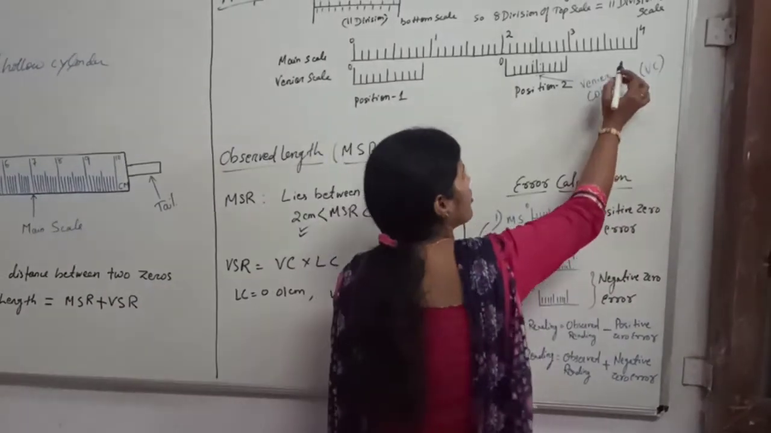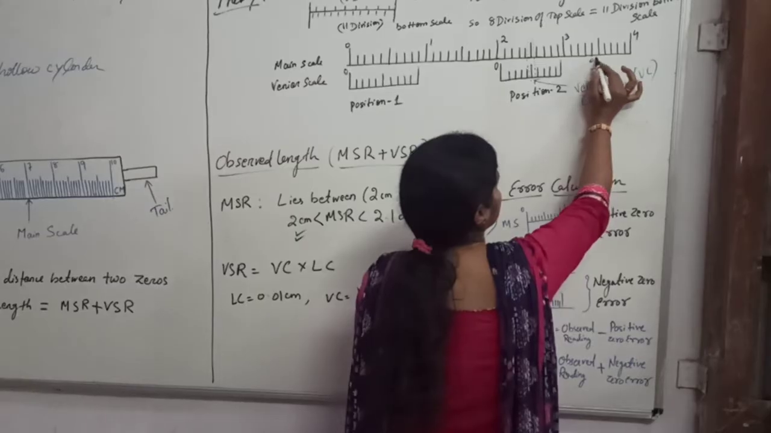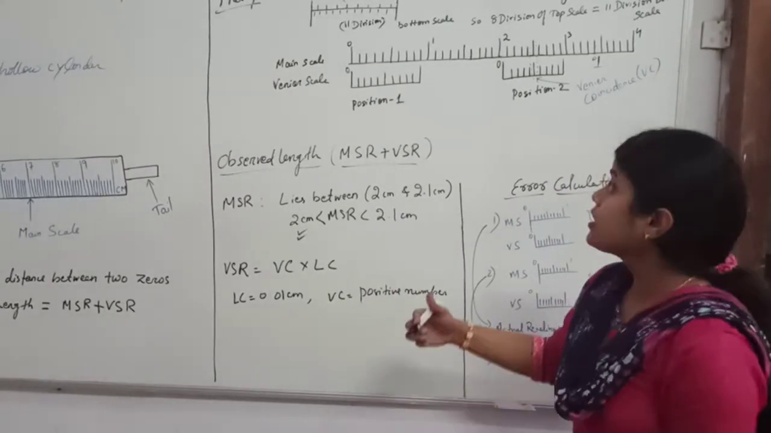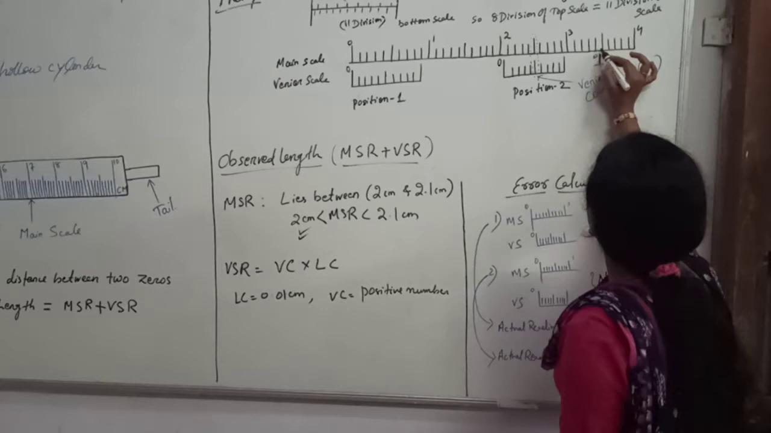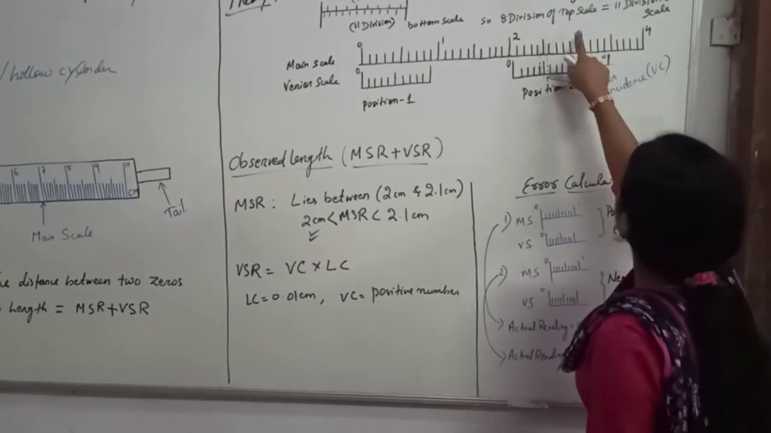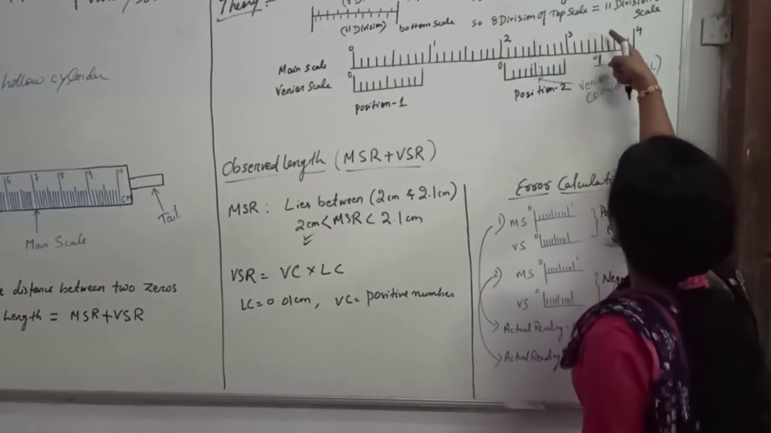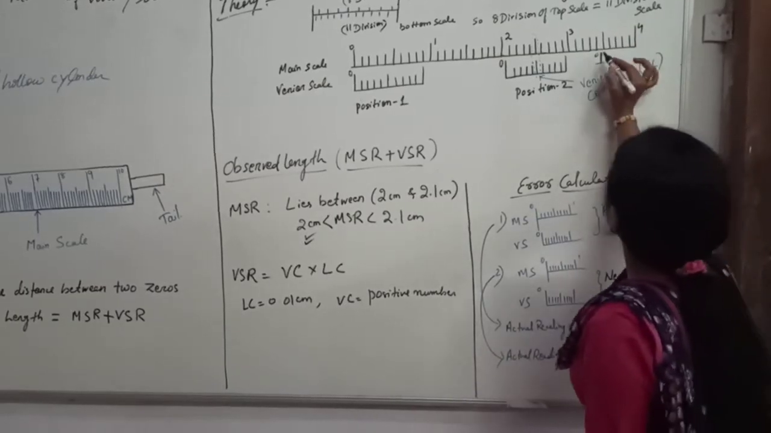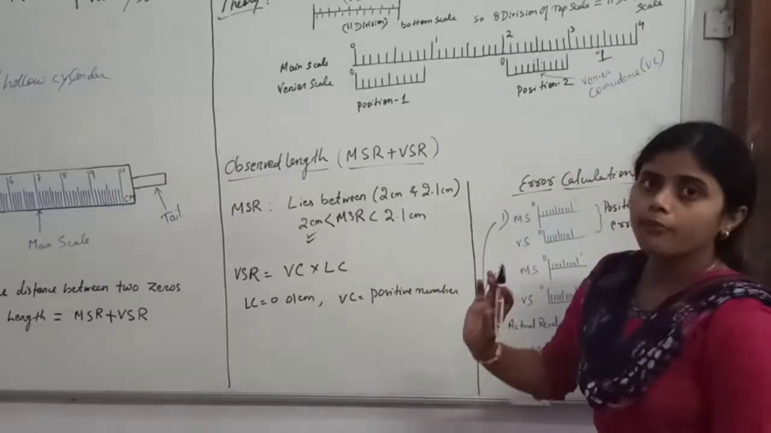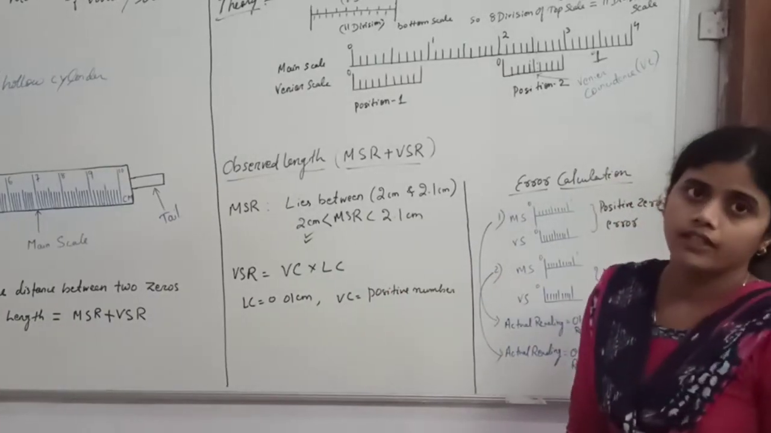Similarly, suppose somewhere here you got the zero line of the vernier scale. What do you take as the main scale reading? First you will see where it is located in the main scale. This is 3, this is 3.4 and this is 3.5. So it is in between 3.4 and 3.5. So the main scale reading will be 3.4. The smallest one you have to consider. Now let us move to the vernier scale reading.